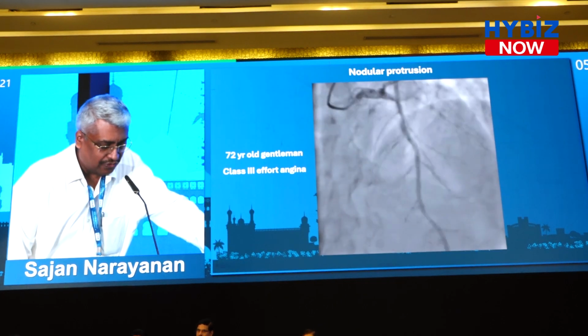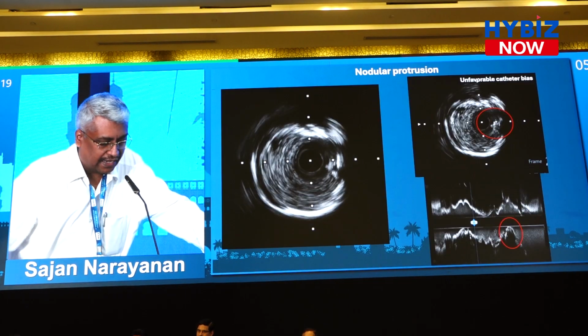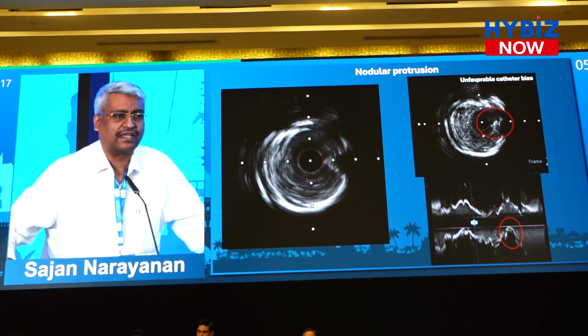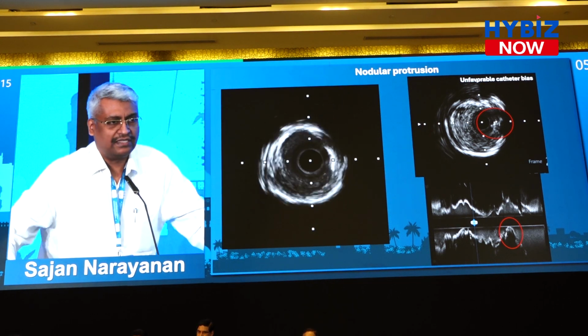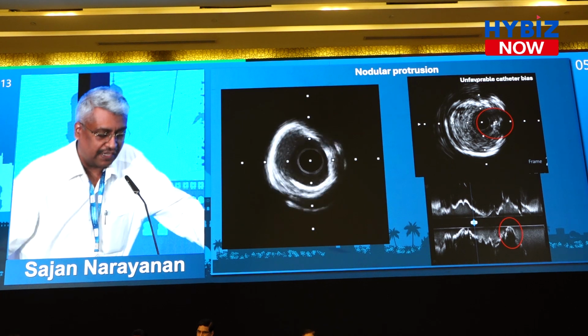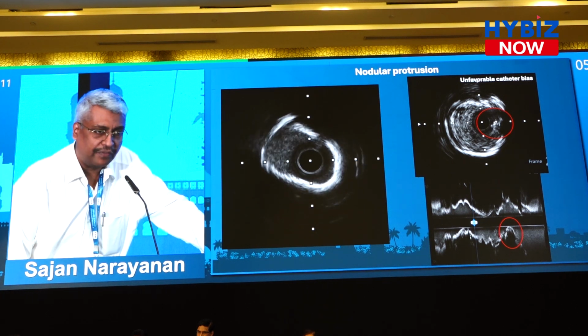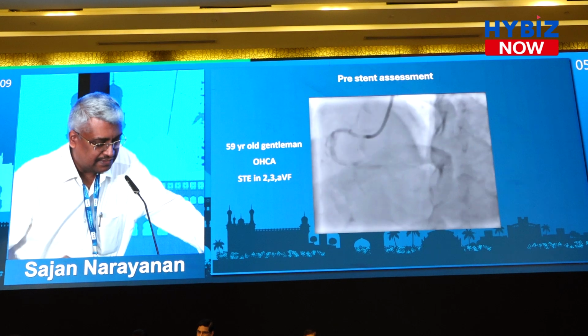This is another patient who had a class 3 effort angina, and when you see that there is another nodular protrusion, but the IVUS catheter seems to be away from the nodule, which is just touching the tip of that nodule. So this is an example of an unfavorable catheter bias. I will come to that.